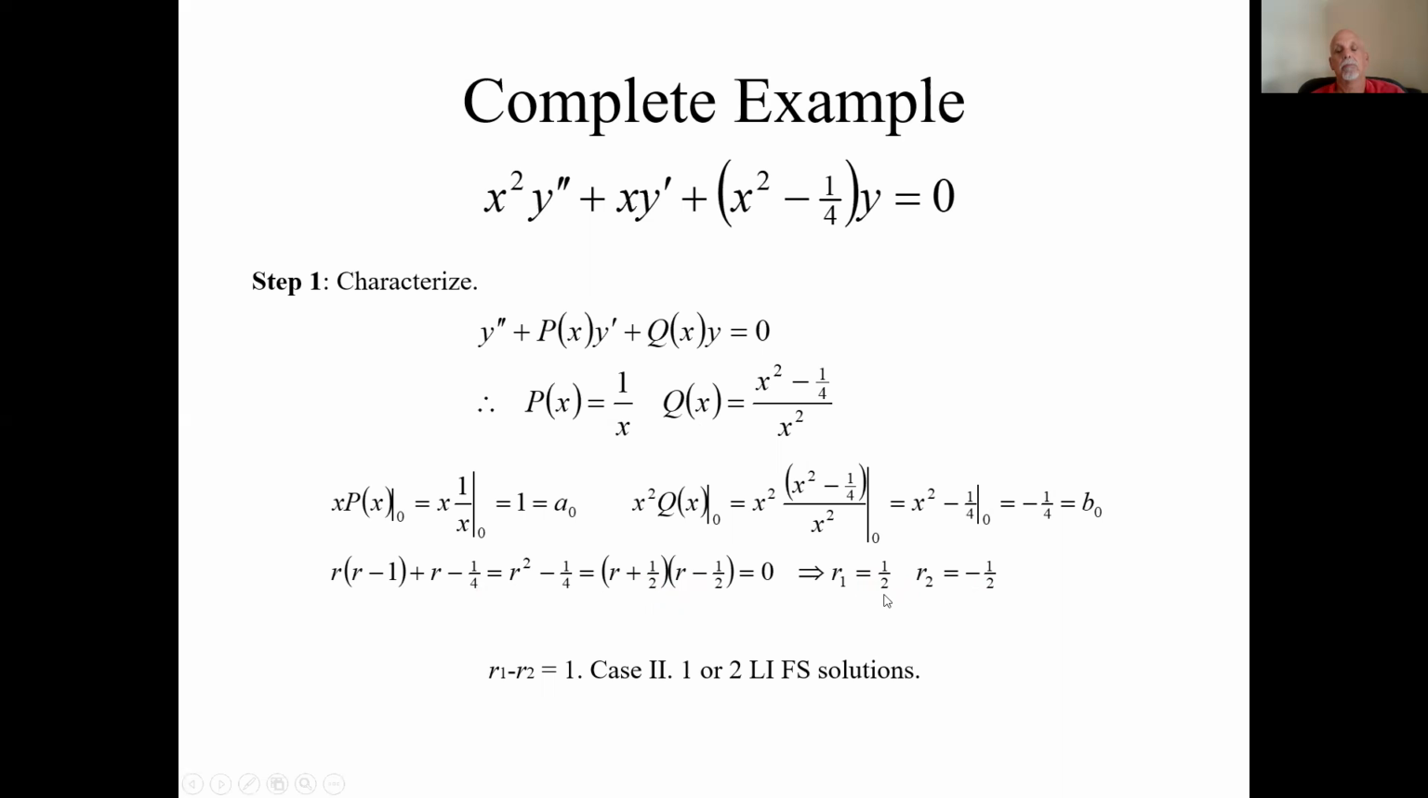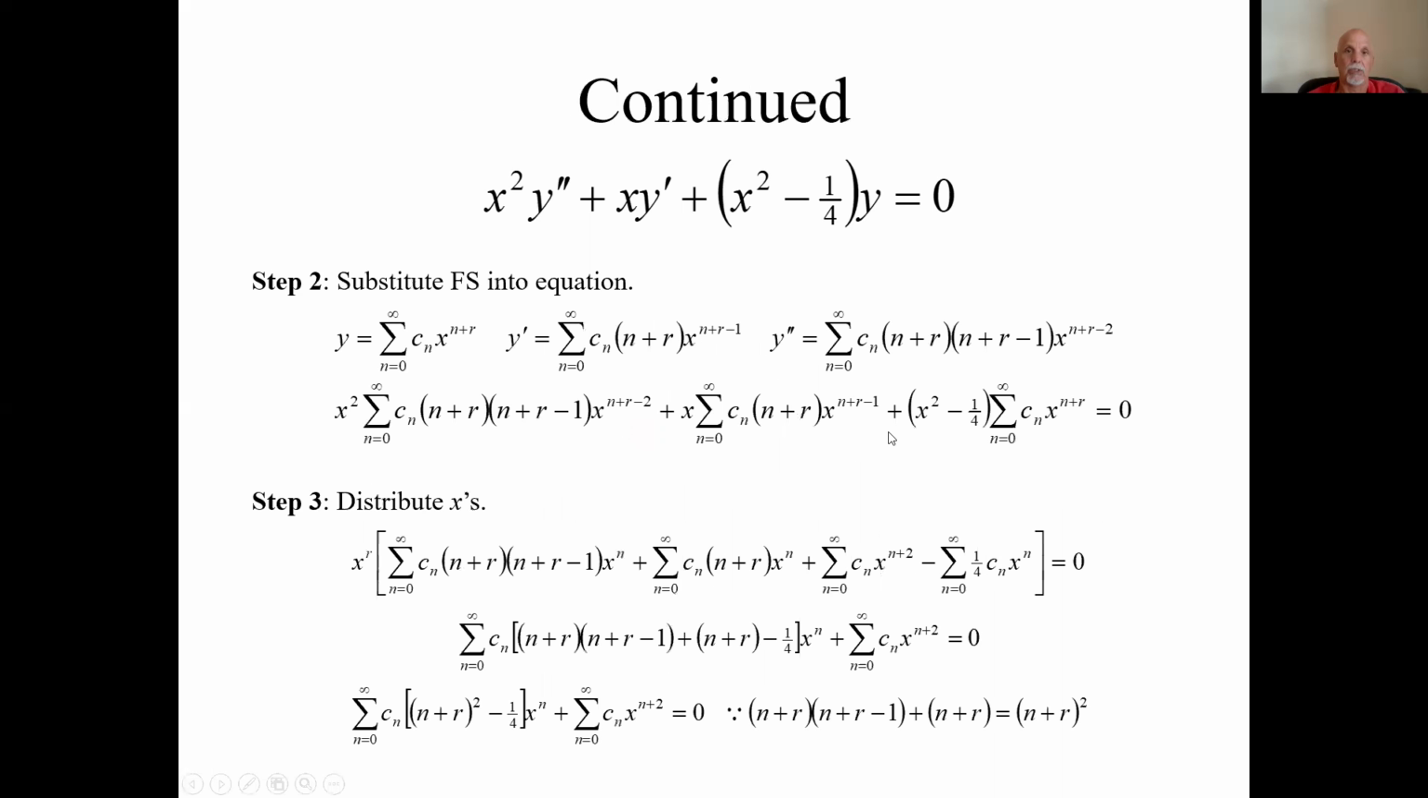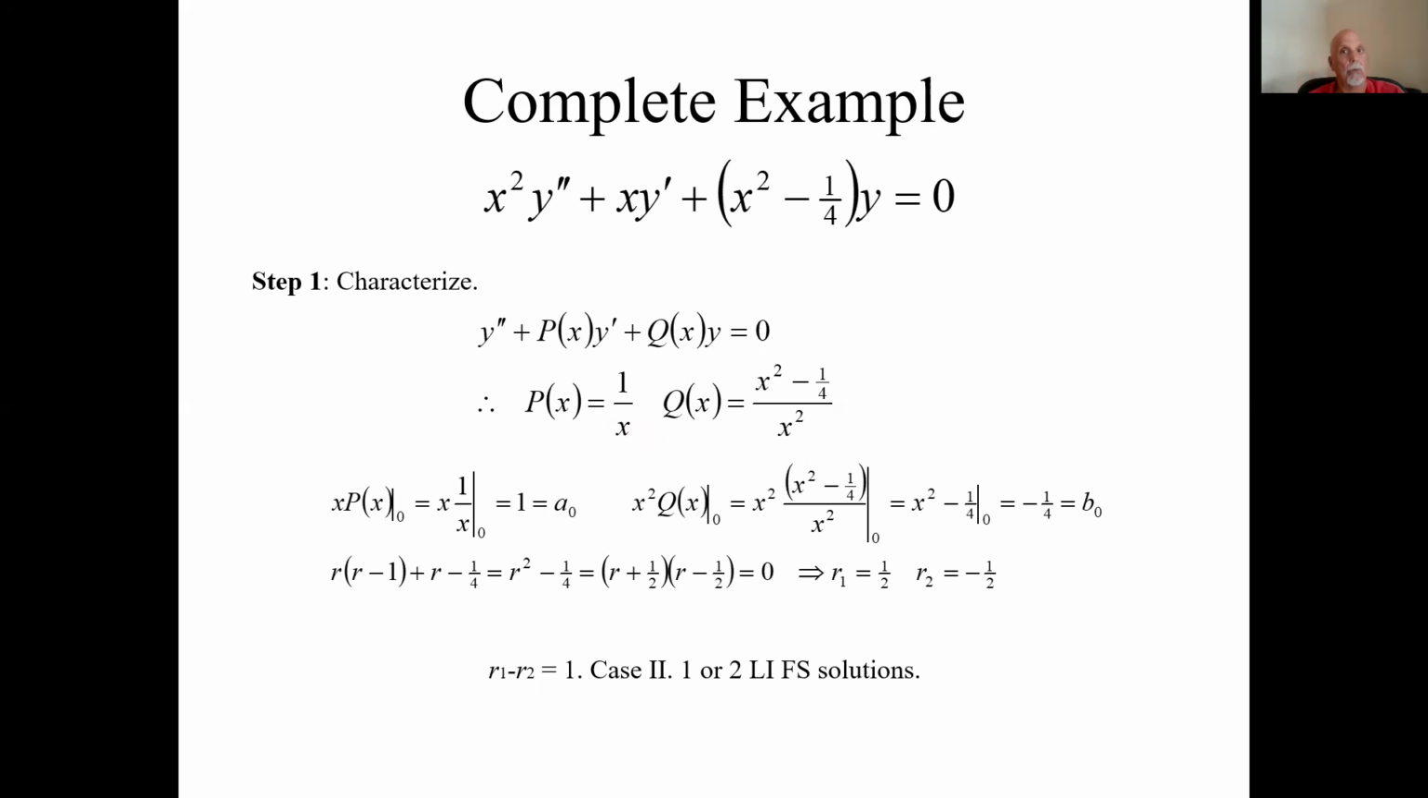In this case, they differ by an integer other than 0. So that's a case 2 where we don't know at this point if we'll get 1 or 2 linearly independent Frobenius series solutions. Since the only singular point is 0, the radius of convergence is infinity, and the interval of convergence will be 0 to infinity. We'll actually solve this equation in another recording. That's how to characterize series solutions.